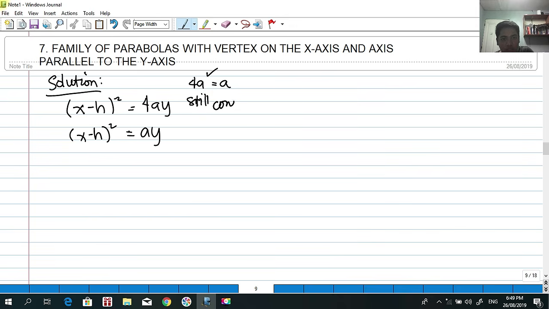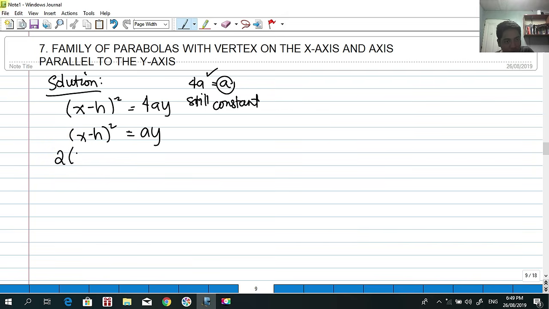4a is still a constant, equal to a. Our concern here is that we have two arbitrary constants, h and a. So we're going to find the derivative twice. Let's start.